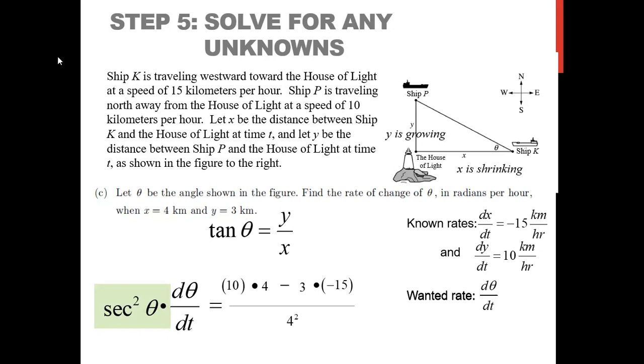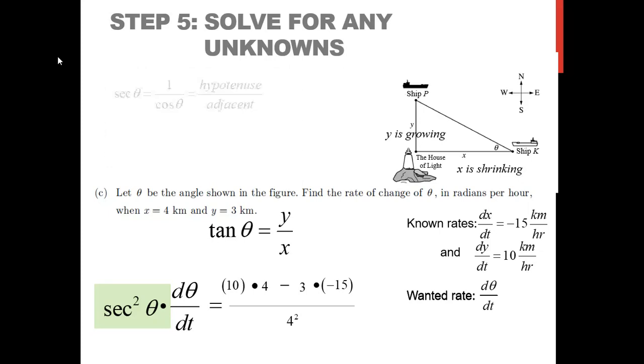So notice we had some replacing for x going on both in the numerator and in the denominator. Hey, what about this secant squared theta? How the heck are we supposed to know what that is? Because that's an unknown right now. Well, it helps to know that secant of theta is equal to the reciprocal of the cosine of theta. And if cosine is adjacent over hypotenuse, why then its reciprocal must be hypotenuse over adjacent.